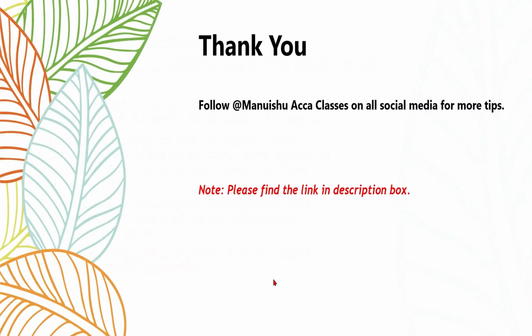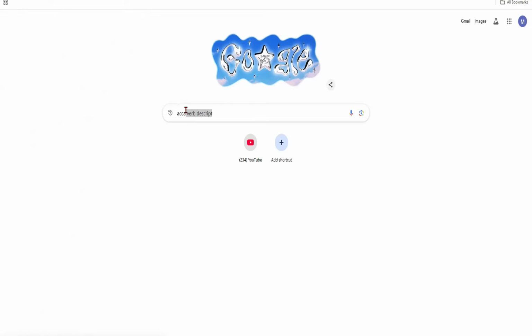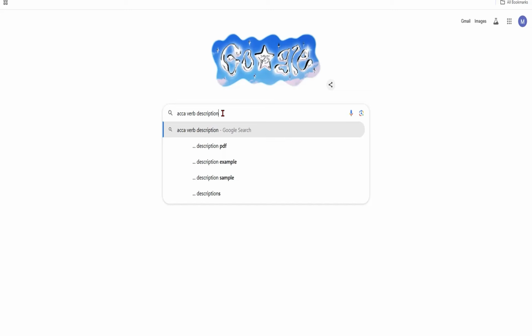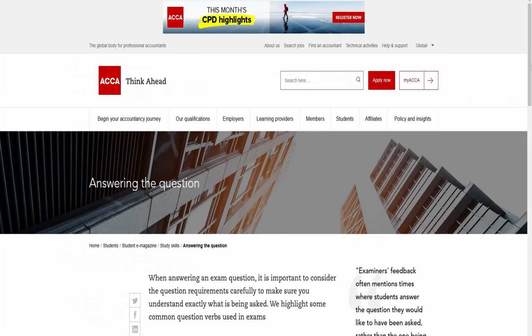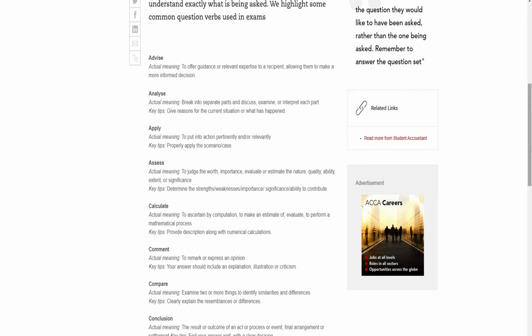So that's it. These are all the highlights of the mistakes that students make at the time of their preparation for the upcoming paper. Now I will show you how to access those verb descriptions. Go to Google and type ACCA verb description. Then click on the second one, and here you will find they have described every verb.